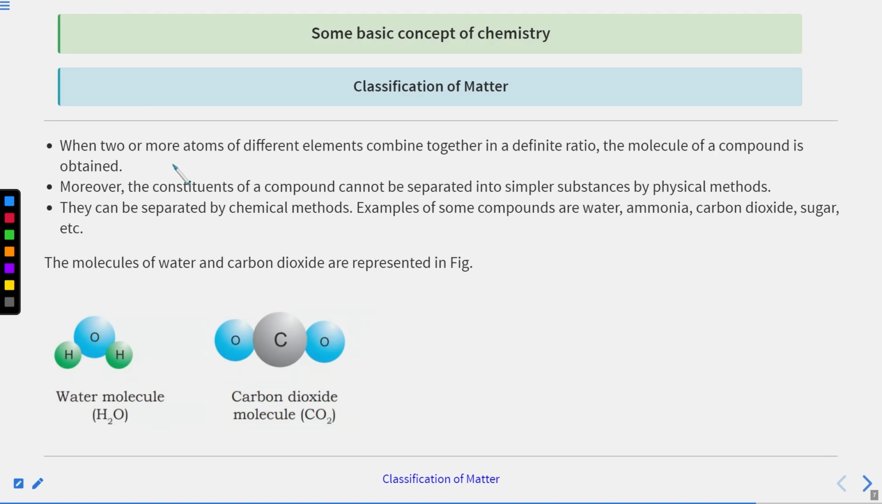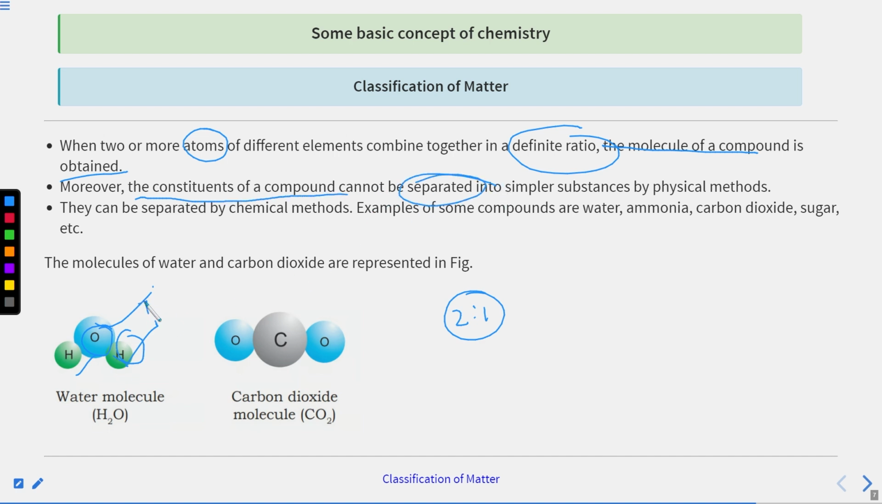On the other hand, if two or more atoms of different elements combine, suppose we are combining hydrogen and oxygen, they always combine in a fixed ratio: two hydrogens and one oxygen, so the ratio is 2:1. In that case the molecule of a compound is obtained. So this is a compound. Moreover, the constituents of a compound cannot be separated by physical methods.